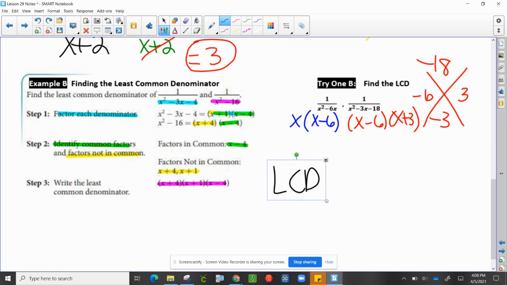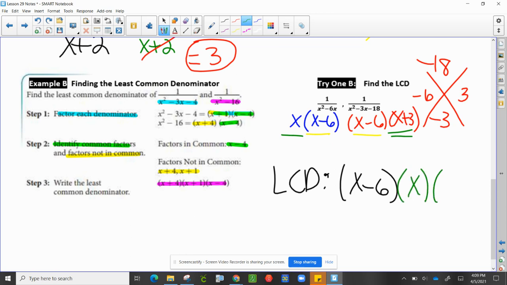Okay, so here's how we find the LCD. We start by looking at what factors does it already have in common. Well, we already have an x minus 6 in common in both factors. So that will be in our LCD, x minus 6. And then we do what factors do they not have in common? Well, one has an x and the other doesn't. One has an x plus 3 that the other doesn't. So we would include that. So x and x plus 3.